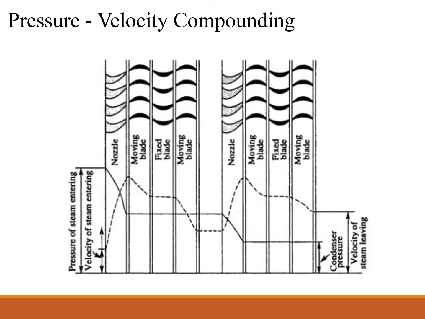Pressure-velocity compounding. It is a combination of pressure and velocity compounding. The total pressure drop of steam is divided into a number of stages. The pressure and velocity variation is shown in the figure. A ring of nozzles is fitted at the beginning of each stage, so each stage is separated from the adjacent stage by a diaphragm containing nozzles.